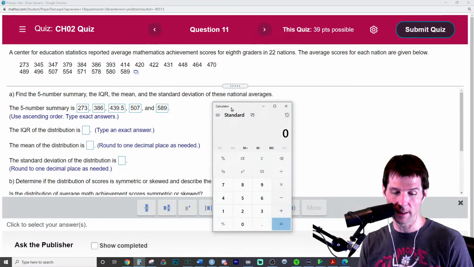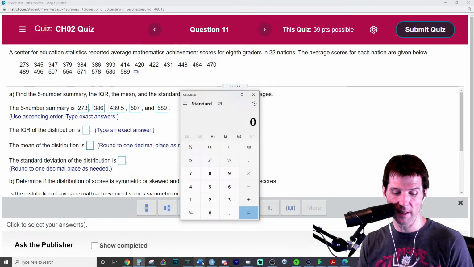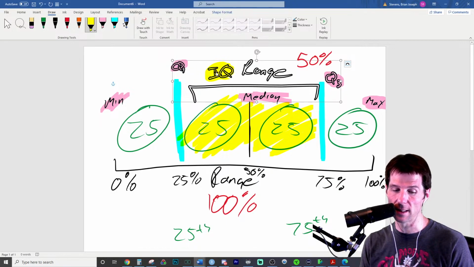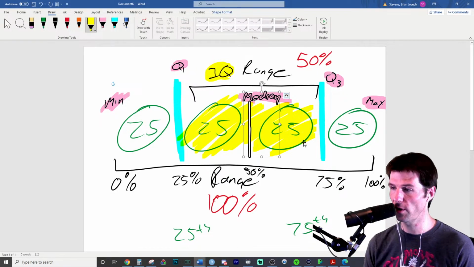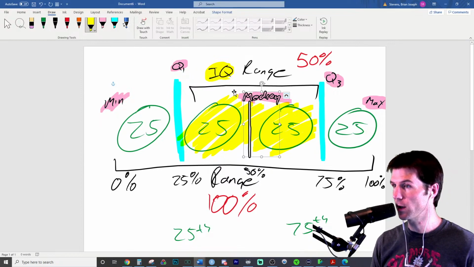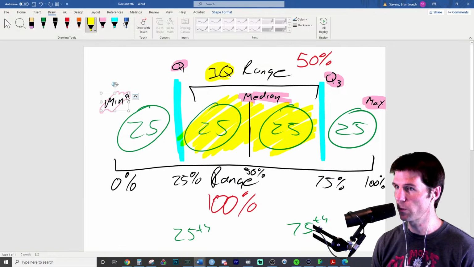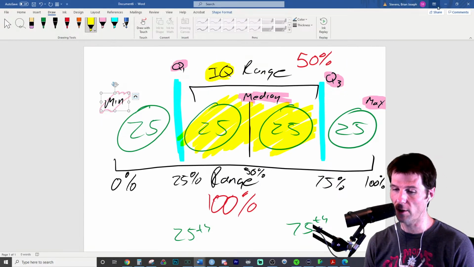Who knows mathematically how to find the IQR? Remember that the IQR is just a range of the middle 50%, the interquartiles, the two quarters right here. So we just do big number minus small number. Since it's a range, it's like max minus min, and we just take the distance they are apart.